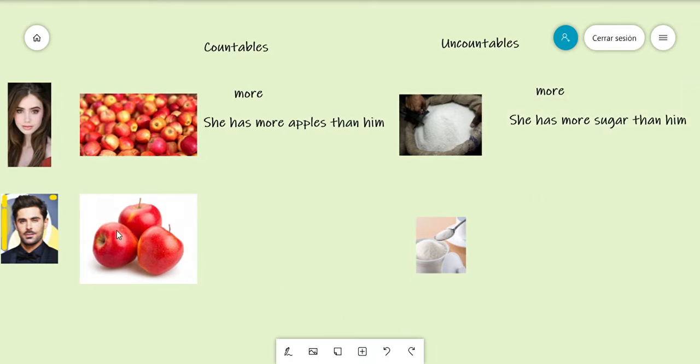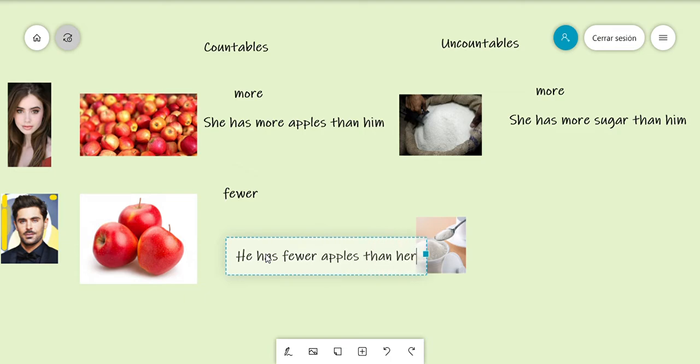Okay. Now, what happens if this person doesn't have the same quantity as this other girl? In this case, in the case of countable things, you have to use the word fewer. The thing I am trying to explain is that the other person has more objects or more things than the person you want to describe. Because he is the person that has fewer things, you have to write him in the beginning. So for that reason, you have to write: he has fewer apples than her.